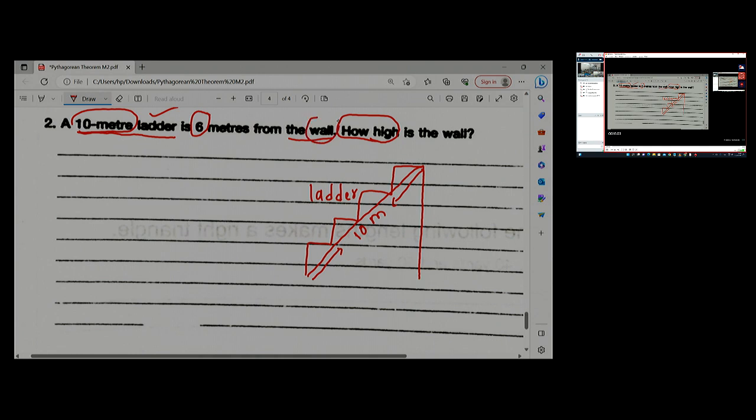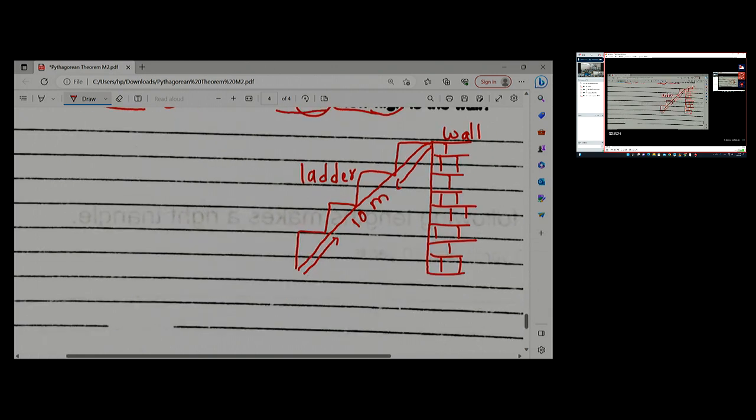Do you know the wall meaning? Yes? So I will draw a wall here. You can understand. So this is the wall. Okay, this is your wall. Now understand the question? Yes? So here we have a ladder and a wall on the ground. And the wall makes 90 degree on the ground.